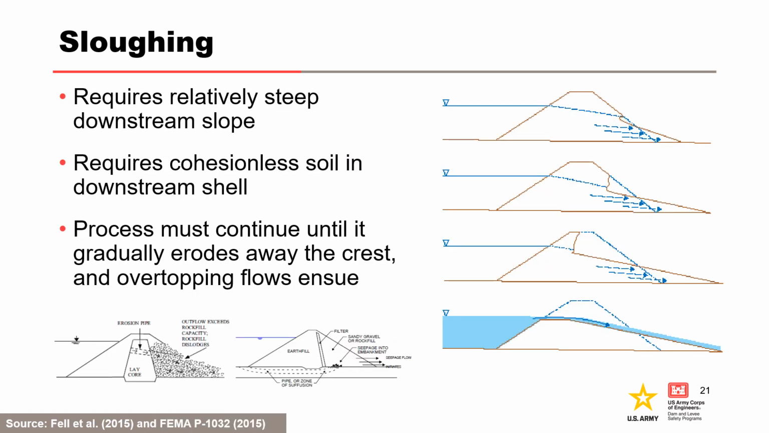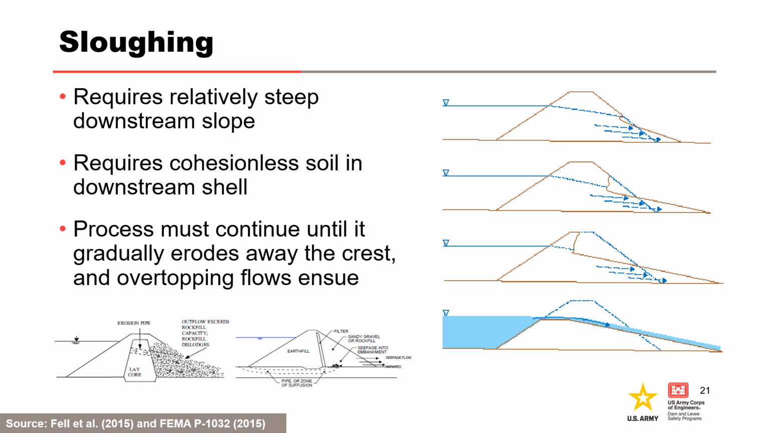Sloughing is the third internal erosion breach mechanism. For sloughing to occur, the downstream face would have to be relatively steep, and the downstream shell would have to be comprised of cohesionless soil, probably sandy gravel or gravelly sand, possibly with some silty fines. Increased seepage would have to discharge into the downstream shell, as shown in the cross-section at the bottom left, for a concentrated leak in the core of a zoned embankment, or as shown in the cross-section at the bottom middle for internal erosion in the foundation.